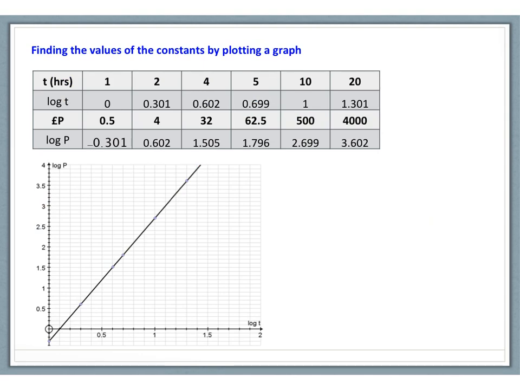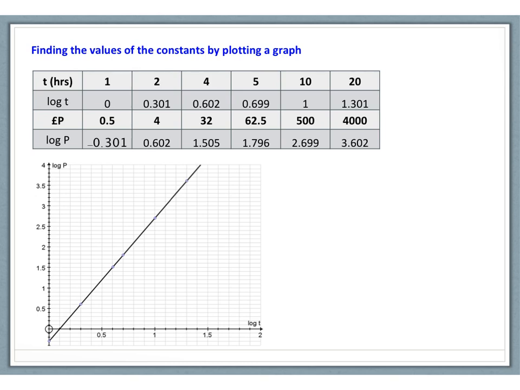So here's the information we need. I've added 2 layers to our table, so as well as the data for t and p, we've got the data for log p and log t. We then plot a straight line graph with the log p values on the y-axis and the log t values on the x-axis, and you can see a screenshot of this graph here.